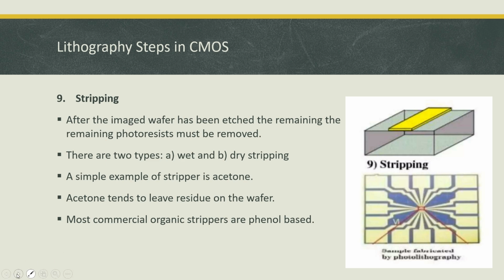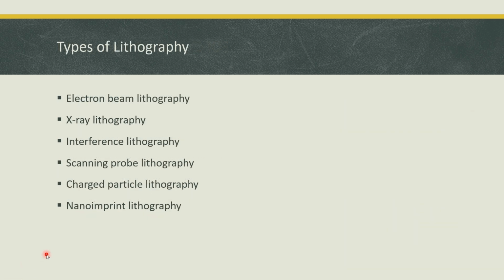Coming to the next slide, there are various types of lithography, for example electron beam lithography, X-ray lithography, interference lithography, scanning probe lithography, charged particle lithography, and nanoimprint lithography. So these are the various types of lithography.